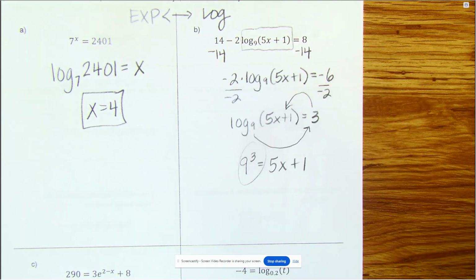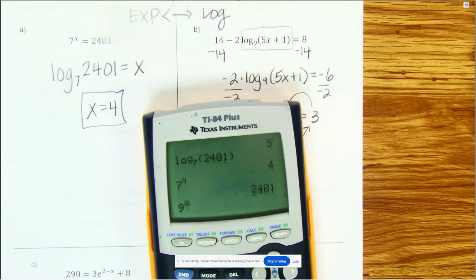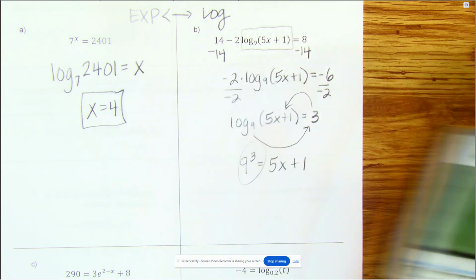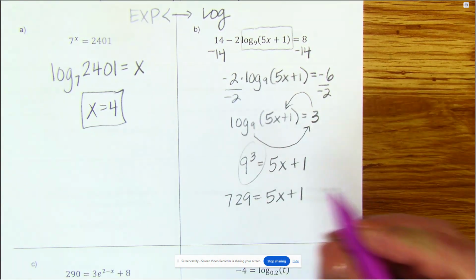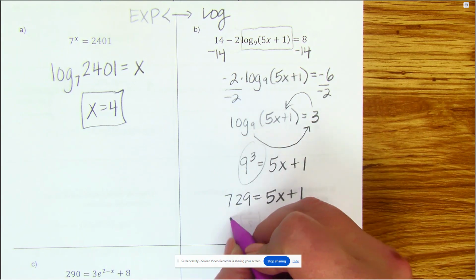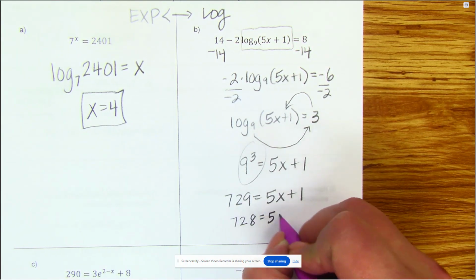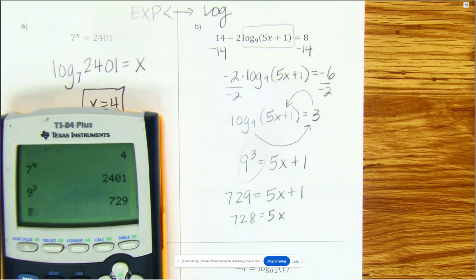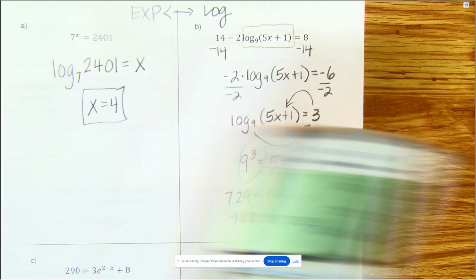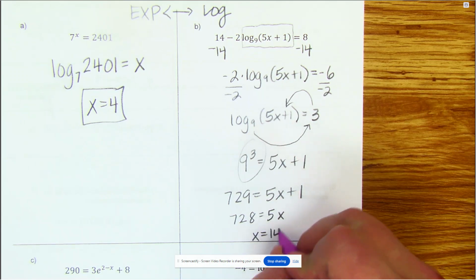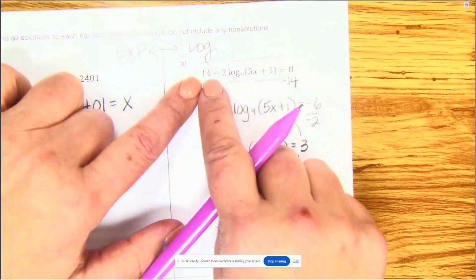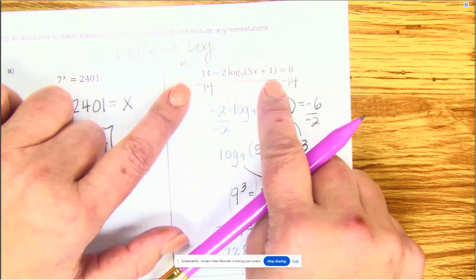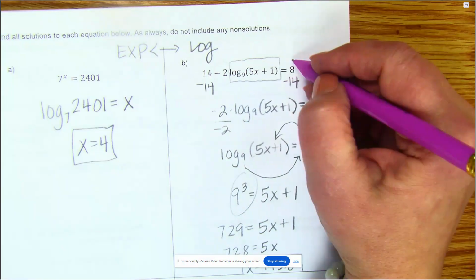I do this on my calculator. 9 to the third, 729 is 5x plus 1. Solve for x. Subtract the 1, divide both sides by 5, 145.6. Okay, and you can check this too. Take that answer, type it right there, and type that left-hand side into your calculator. And it should spit out 8.